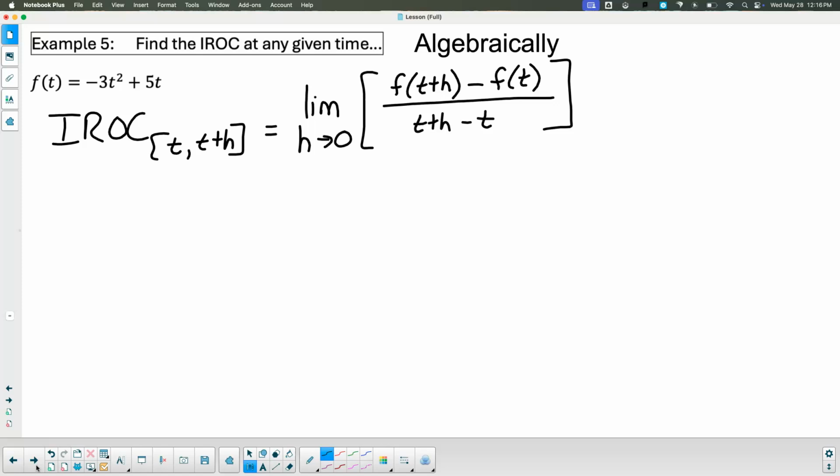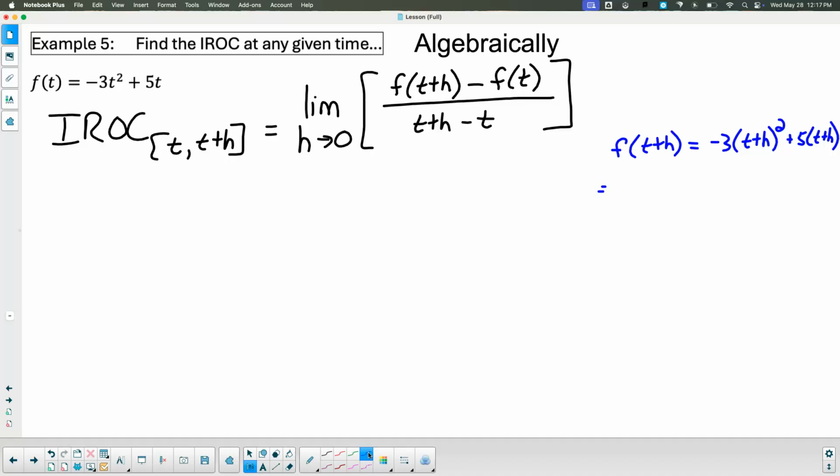So let's first look at finding what f of t plus h is. Well, that's going to be negative 3 times t plus h quantity squared plus 5 times t plus h, because I'm going to put in t plus h for t. Okay. So far, so good.